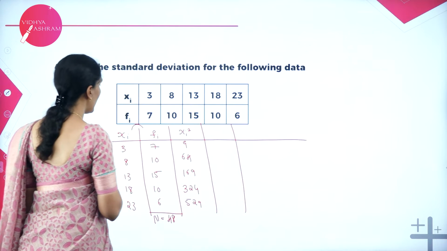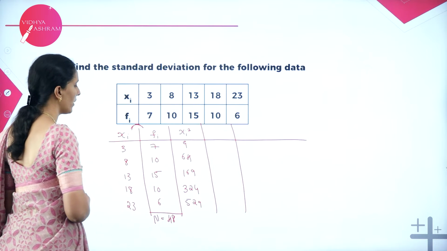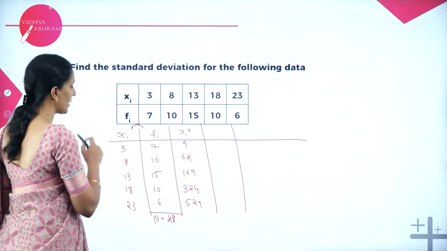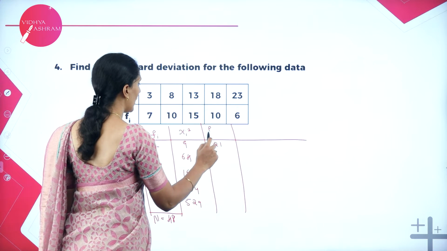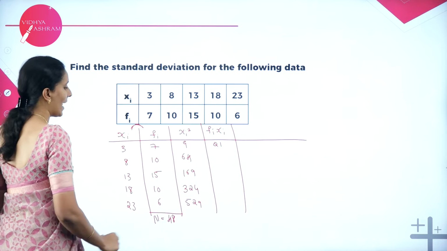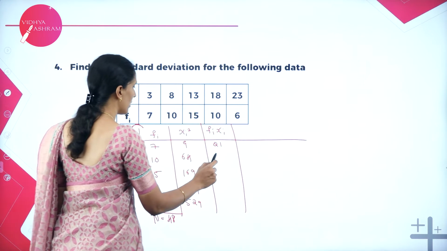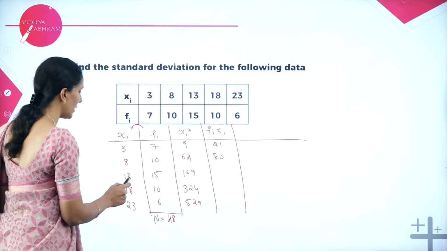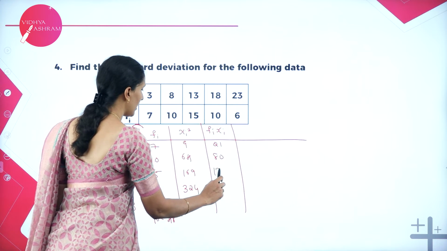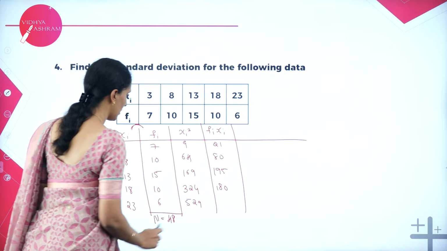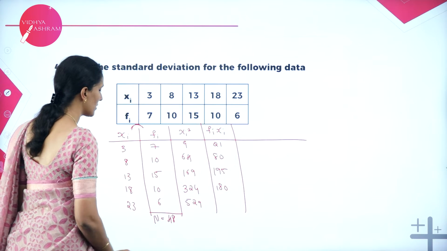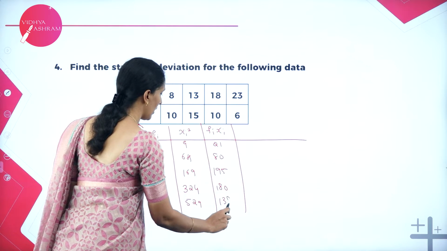Next, let us take fi into xi. So fi into xi means 7 3s are 21. So I am calculating fi xi. Next it is 10 into 8, 80. 15 into 13, 195. 18 into 10, 180. 23 into 6, which is 138.